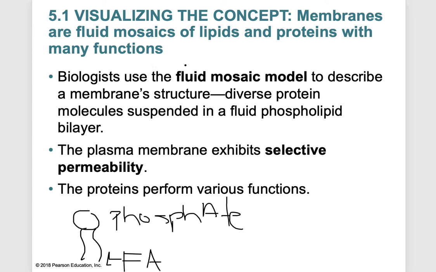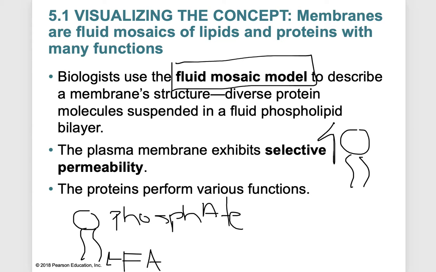So biologists use something called a fluid mosaic model to describe a membrane structure. This membrane is composed of something called a bilipid layer. So we have two layers of phospholipids, one little head facing towards the outside or extracellular environment, and then one little head facing toward the intracellular environment or inside the cell. So this is why it's bilayers, because remember, bi means two. So there's two layers of phospholipids.